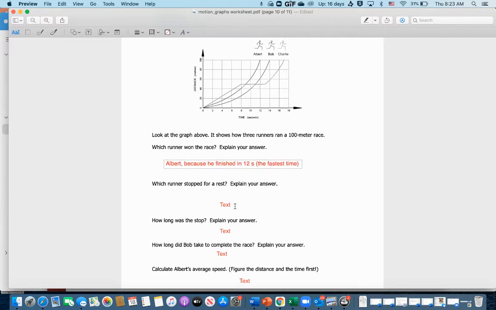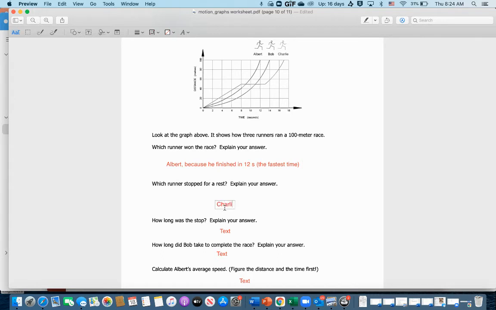Right? Which runner stopped for rest? So if we look right here, rest, this is a distance versus time graph. So rest just means that it's non-moving. So if I look at here, Albert, nice parabolic shape, doesn't change. Bob, nice parabolic shape. Charlie started really strong, was winning the race until about 8 seconds, and then maybe he just tripped and fell, and he stopped for a bit. So Charlie, right, because he has that flat line.